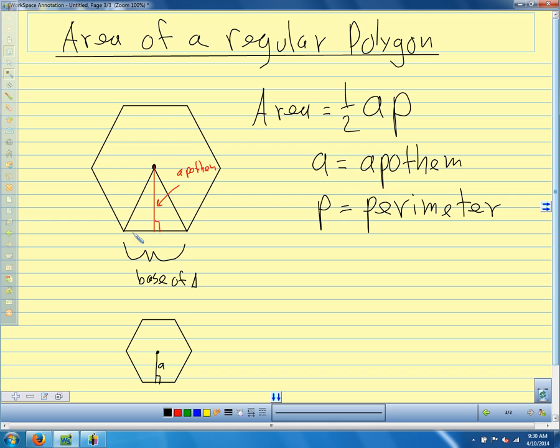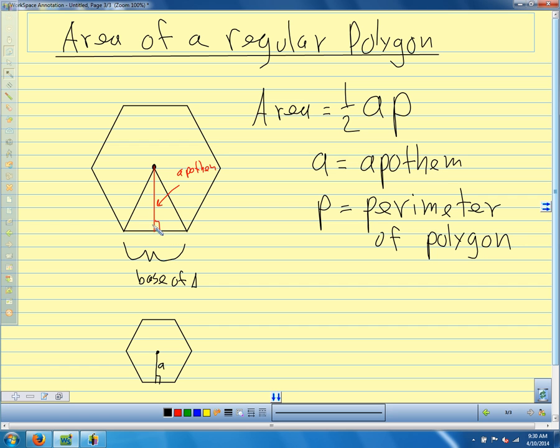Yes? The perimeter of the polygon. And how do we find the perimeter of any shape? Add up all the sides. And that's on your graphic organizer also. Perimeter, add up all your sides. So that's at the 9 o'clock position on your graphic organizer. So to find the perimeter, we just add up all the sides.